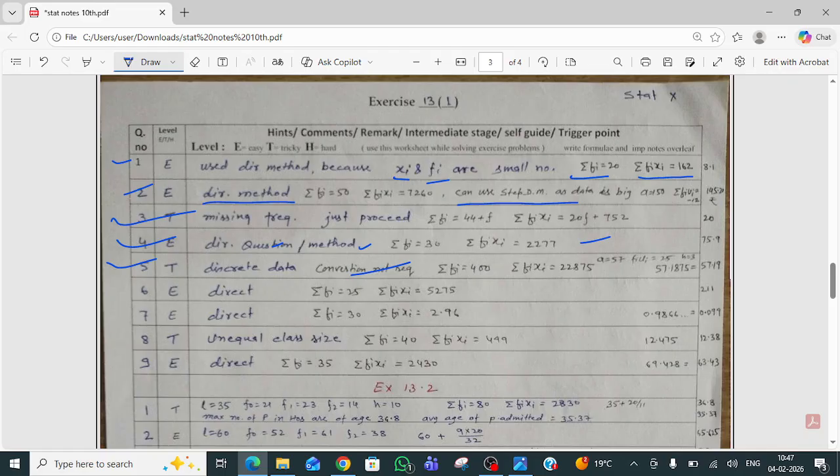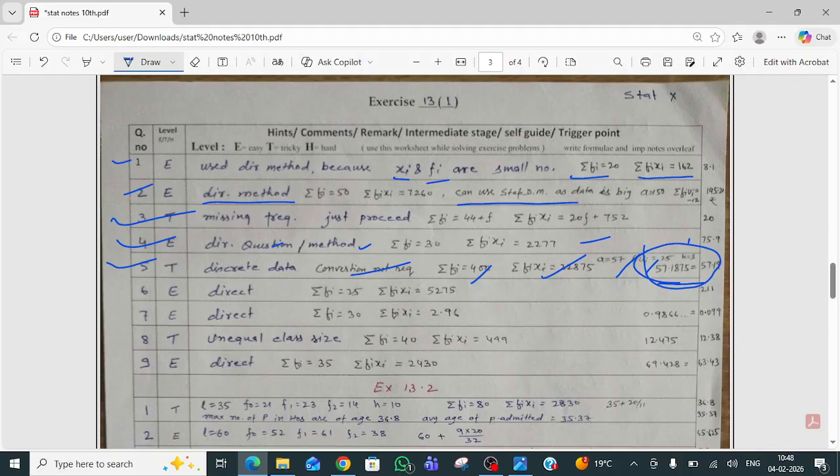I have given the intermediate values. If you are practicing, you can match these also to cross check your answer. So sigma fi xi will come this. This is the fi ui value, the h value. The answer will come 57.1875, so that is equal to 57.19. If you write both lines, it will be good.